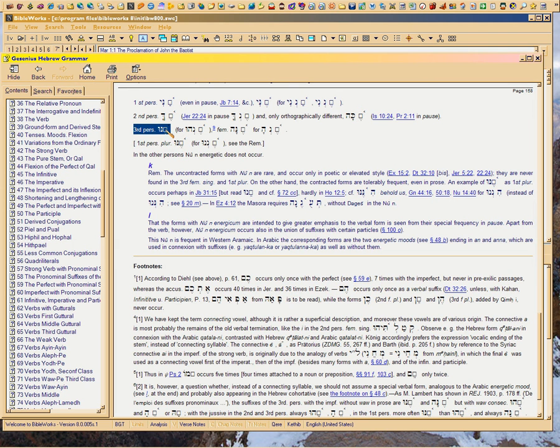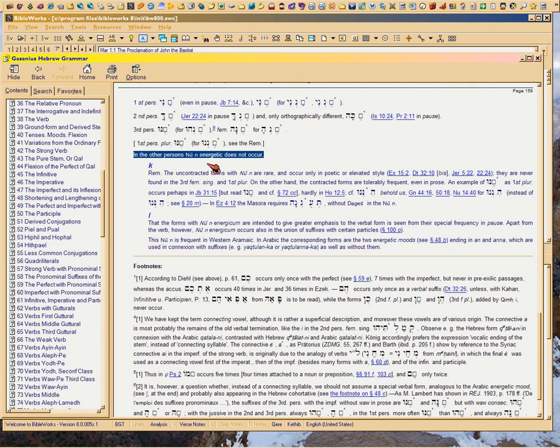In other persons, the non-energetic does not occur, which means there is no such thing as a "them." So titzrenu, meaning to guard them, doesn't refer to words, because there is no third person plural with a nun ending at all. It does not exist. See, that's what's highlighted now. It does not exist. So titzrenu either means guard us or guard him.